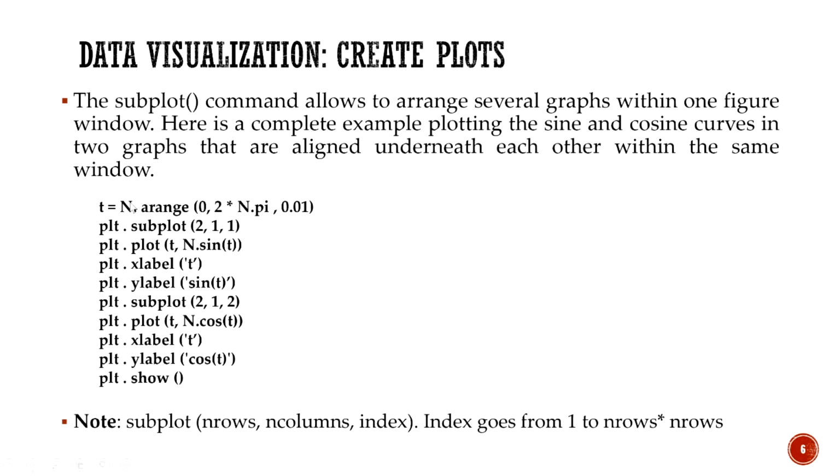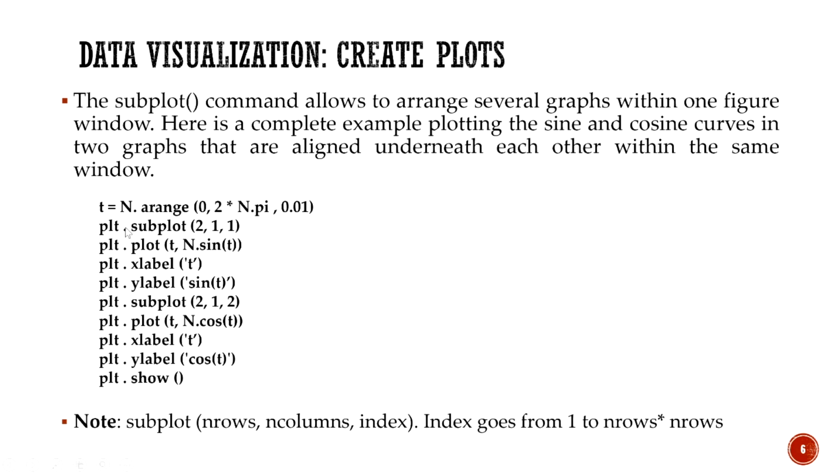So we generate some data points t, using numerical Python arange, and this time between 0 and 2 times the pi value. The pi value is also defined under numerical Python. If the nickname for the numerical Python package is np, then you go with np.pi. And then the step value is 0.01.